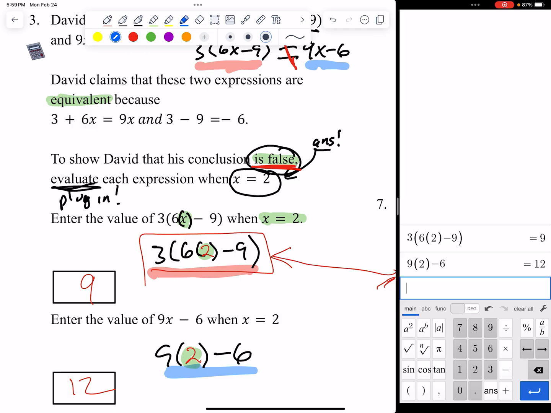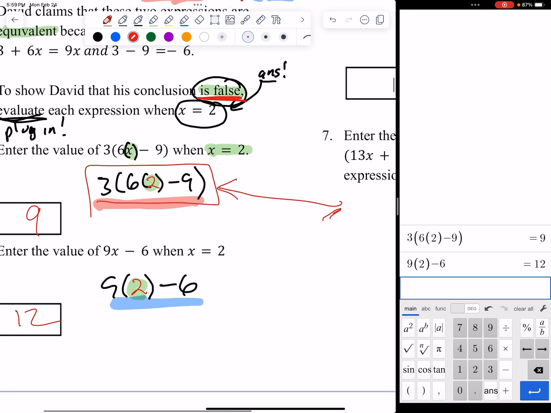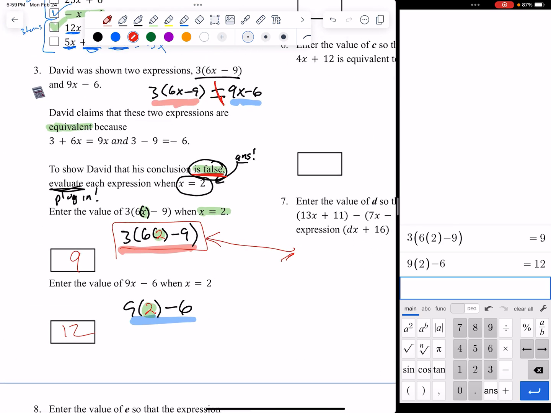Okay? Now, if I go back just to see if you're a little lost where David screwed up, I'm going to do this myself as a student. And you don't have to copy this. So 3 parentheses 6x minus 9. I know parentheses multiply. This is special because there are 2 terms inside the parentheses. So I'm going to distribute. So 3 times 6 is 18x. 3 times negative 9 is negative 27.